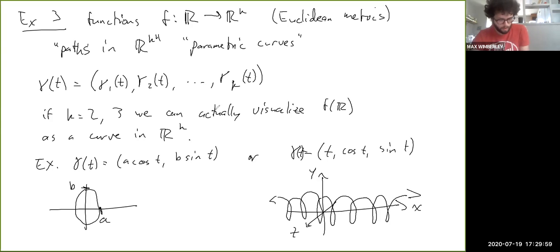Anyway, that's it for this video. And in the next one, I'll actually go ahead and prove this claim I made about the continuity of a path or a parametric curve function like this being equivalent to the continuity of the individual component functions.